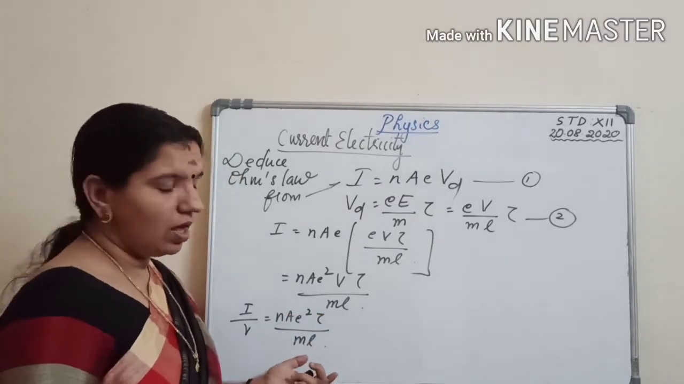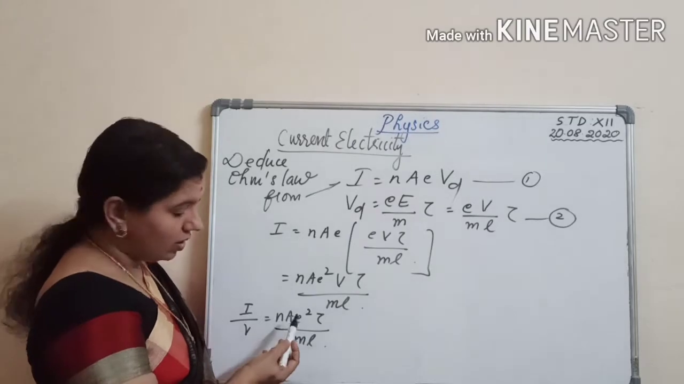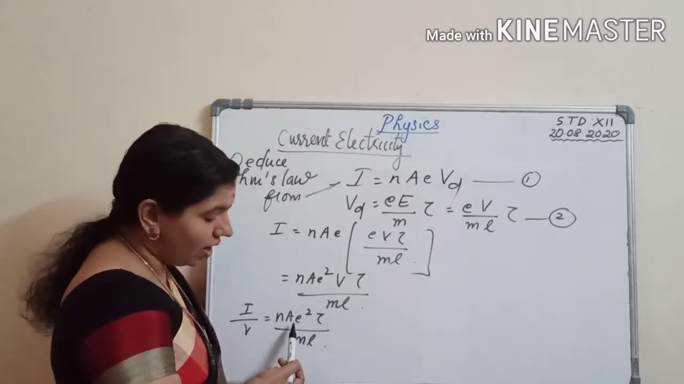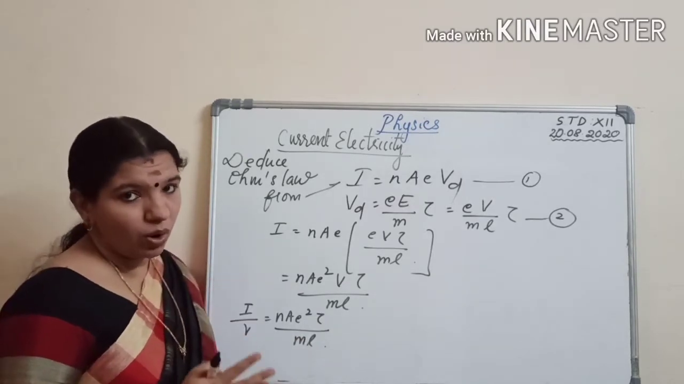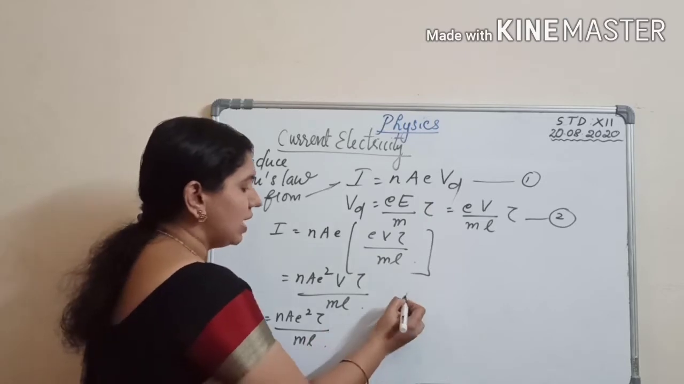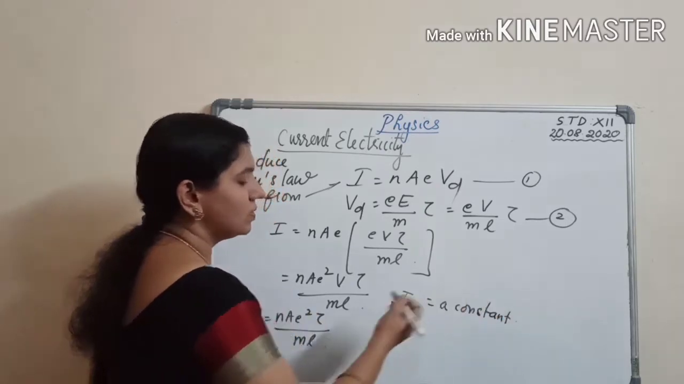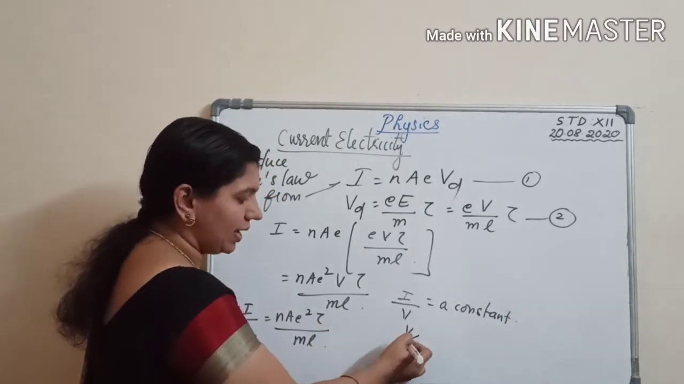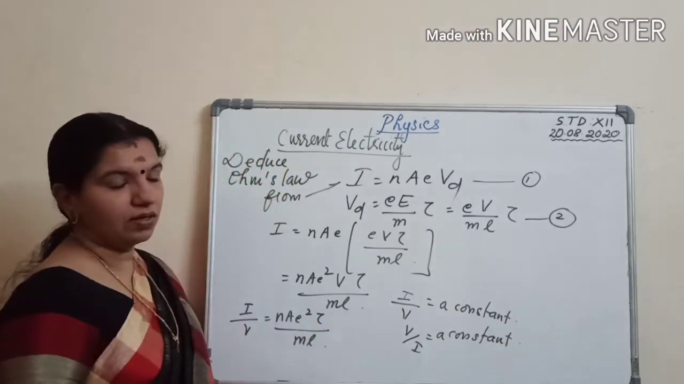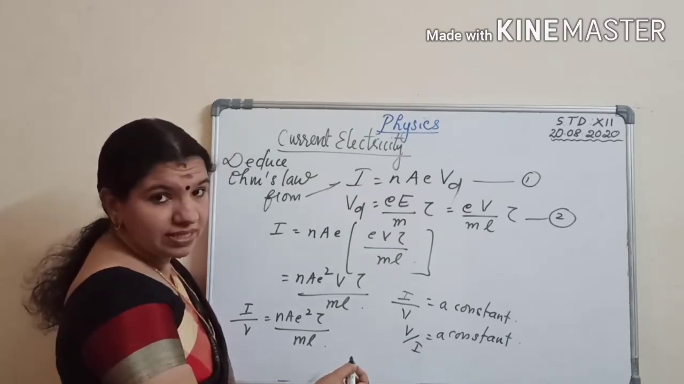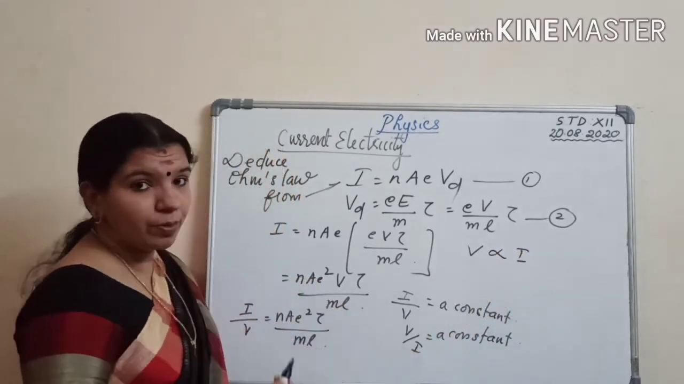This much is clear, no? Simple. Now look here. N is the number density, A is the area, e square is the what? Charge of an electron, tau is the relaxation time, m, L, all are constants, right? All are constant values. So I can write this as I by V is a constant. Isn't it? Or I can write it as V by I is a constant. Clear? So V by I is a constant means I can rewrite the equation as V proportional to I. Isn't it? V proportional to I.